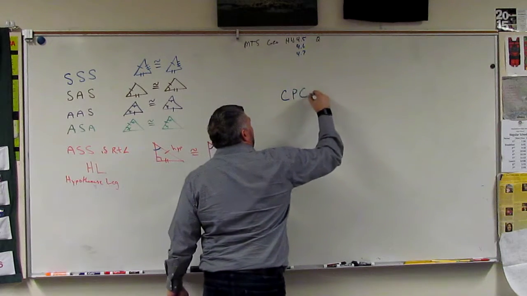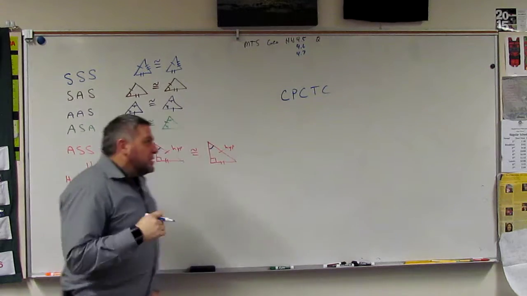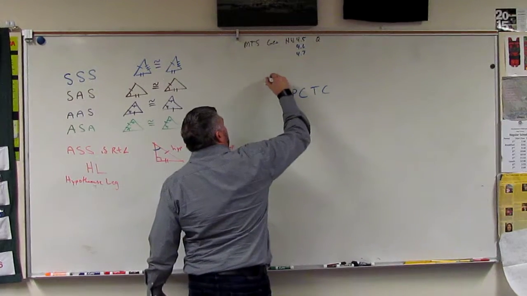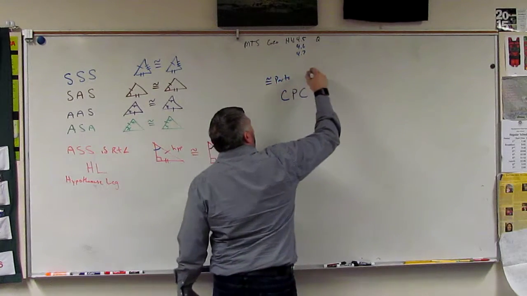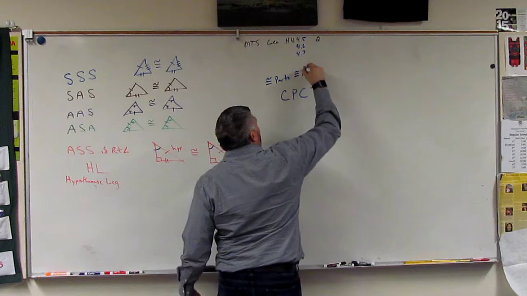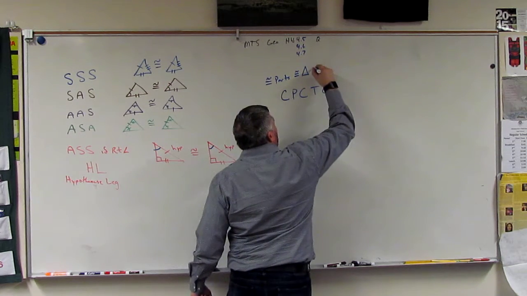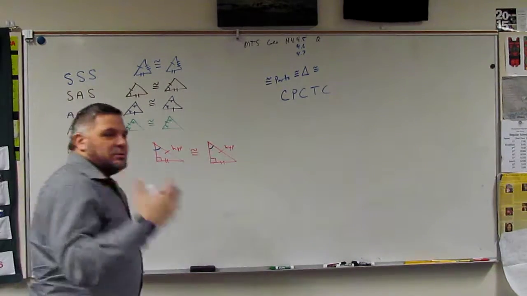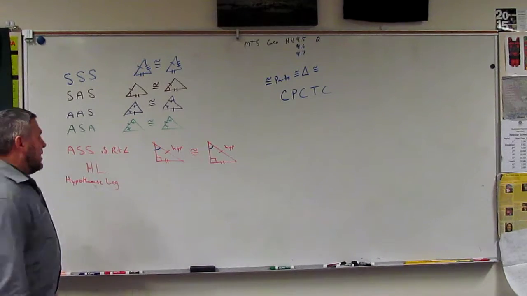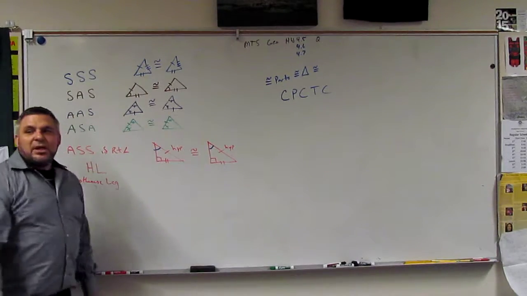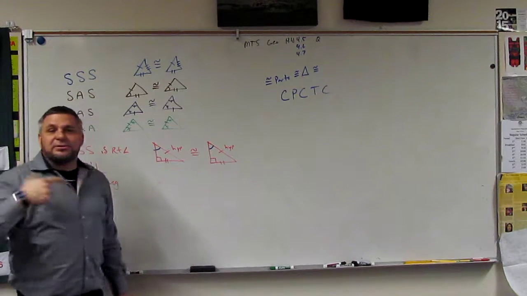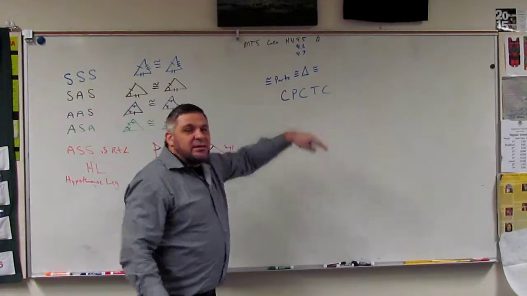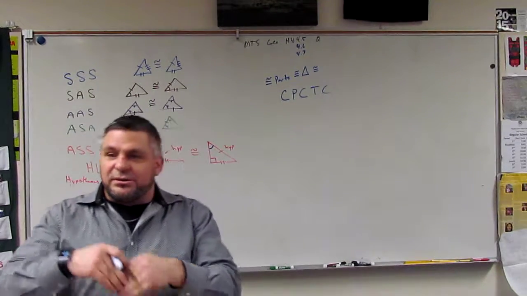Congruent parts of congruent triangles are congruent. CPCTC. Okay? Congruent parts of congruent triangles are congruent. That's all that means. So all we're saying is, hey, if I know that these 2 are congruent, then I know that these 2 are congruent. Right? And that's CPCTC. Congruent parts of congruent triangles are congruent.